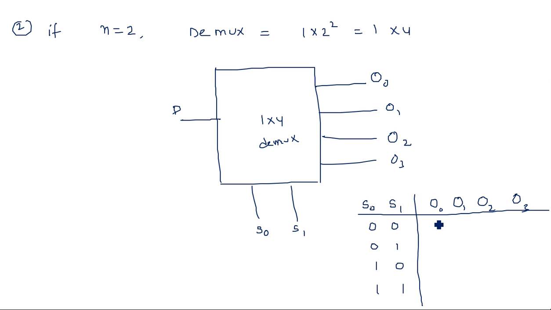So 0, 0 means the input will be transferred to O0 and the remaining are all zeros. 0, 1 means the input will be transferred to the first location, and 1, 0 means the input will be transferred to the second location. See, the decimal number corresponding to the selection lines gives you the result, and based upon the selection lines we have the output. All these are zeros and the last one is D. The input data line will be shifted like this depending upon the selection line inputs.